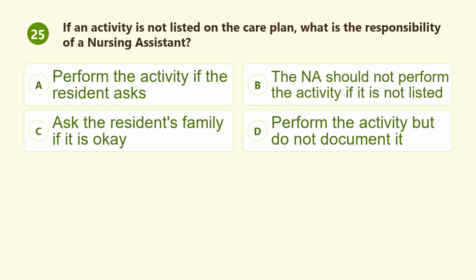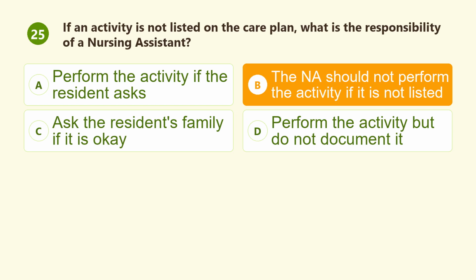Question 25. If an activity is not listed on the care plan, what is the responsibility of a nursing assistant? Option A, perform the activity if the resident asks. Option B, the NA should not perform the activity if it is not listed. Option C, ask the resident's family if it is okay. Option D, perform the activity but do not document it.